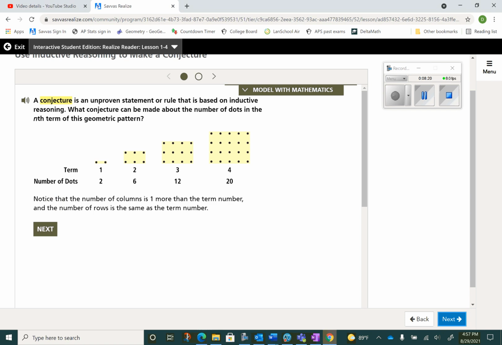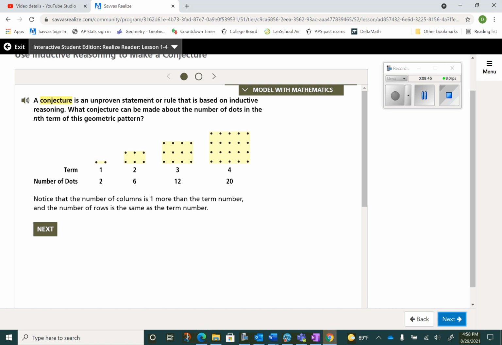So the number of columns up and down is one more than the term number. Okay, so for our first term, we've got 2 columns in 1 row. For the second term, we have 3 columns in 2 rows. For the third term, we have 4 columns, 3 rows. The number of rows is the same as the term number.